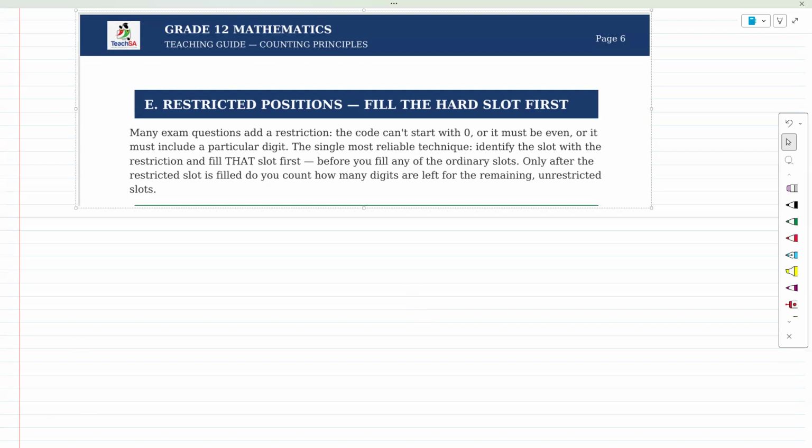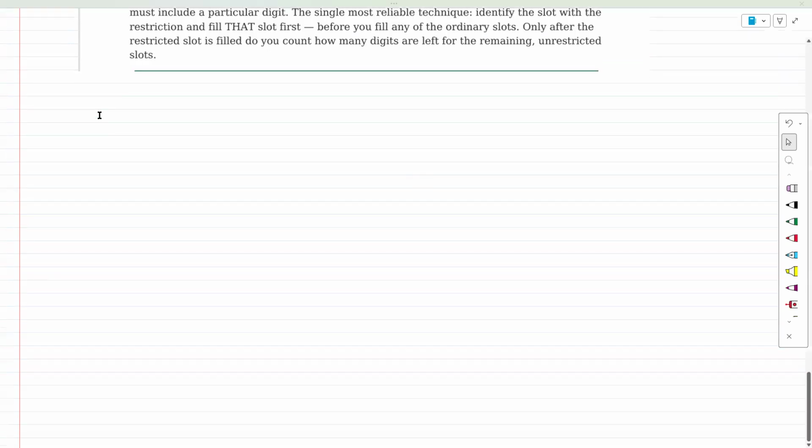That's the best thing you can do. It's always the best way to deal with it. So we find out the restricted slots first, and then we deal with them. Let me show you what I mean.